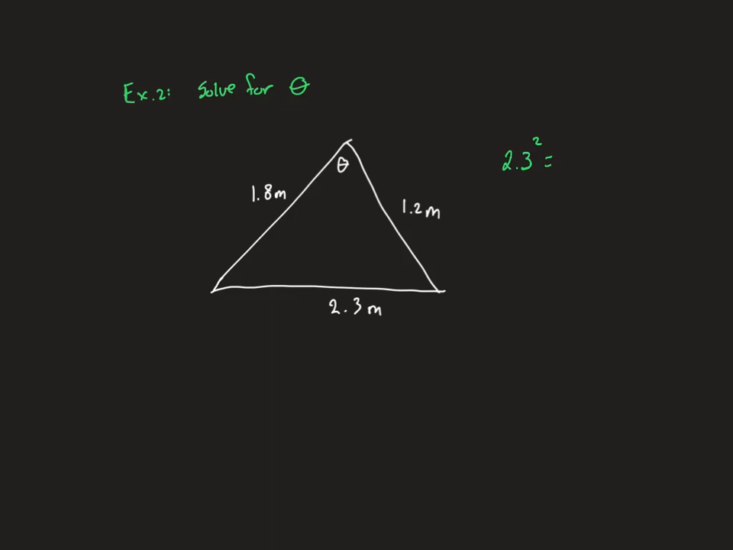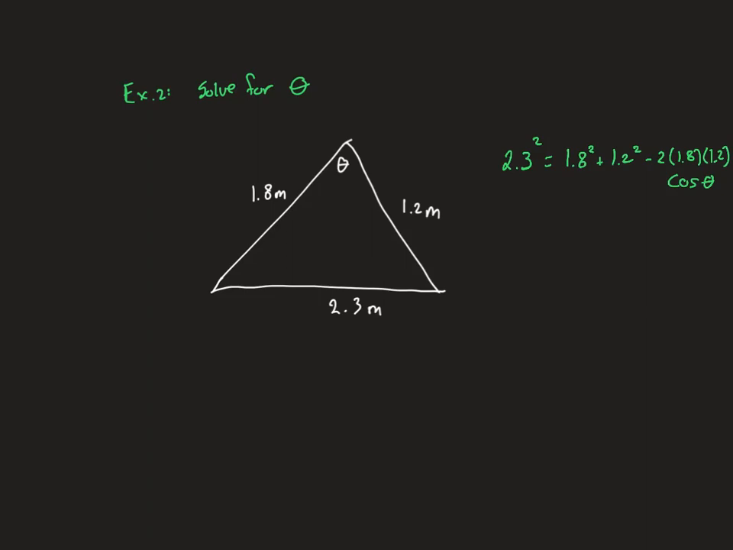two sides, just like before, so 1.8 squared plus 1.2 squared minus 2 times the other two sides you have, 1.8, 1.2 times cosine of theta. So now this becomes another one of those solve for the variable questions. So you want to isolate the theta. So you want to move away everything that you don't like.